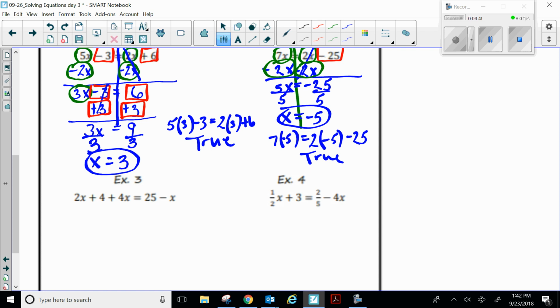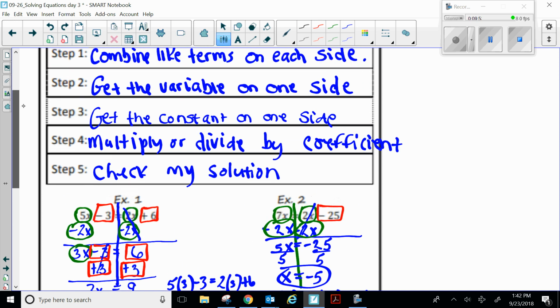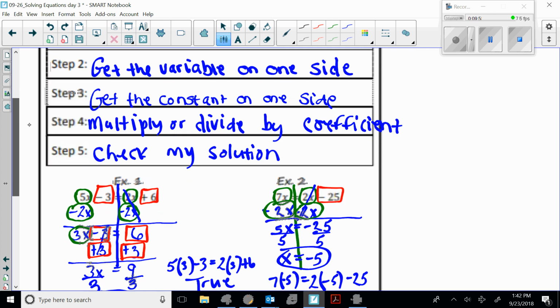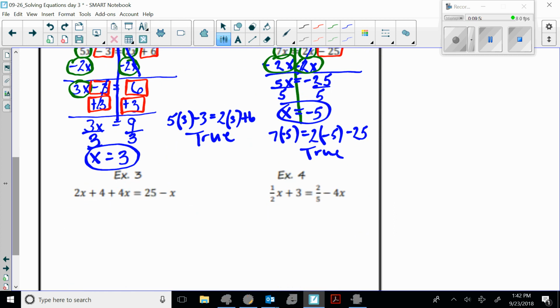So number 3, again, starting with our first step. Our first step is to combine like terms on each side. So I'm going to circle all my variables. Notice I'm keeping the sign with my variable so I can know if it's positive or negative. And I'm putting a box around each of my constants.